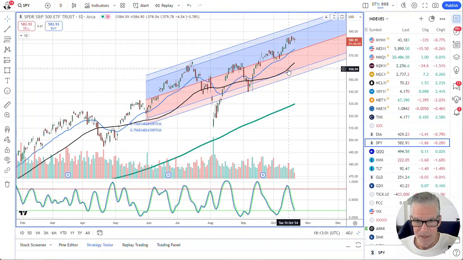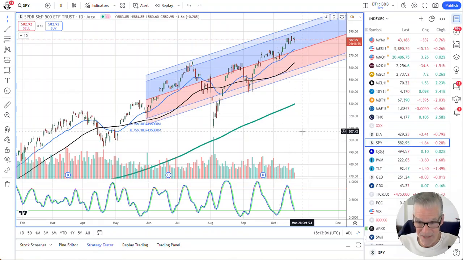21 is above the 50. The 50 is above the 200. That's called a stacked set of MAs. There's good separation between the 21 and the 50. The 21 has been above the 50 for several weeks, even a couple of months. There's good separation between the 50 and the 200. 50's been above the 200 for months and months now. We're in a bull market, obviously. So those moving averages tend to act as both trend indicators and support when price is above, and resistance when price is below.